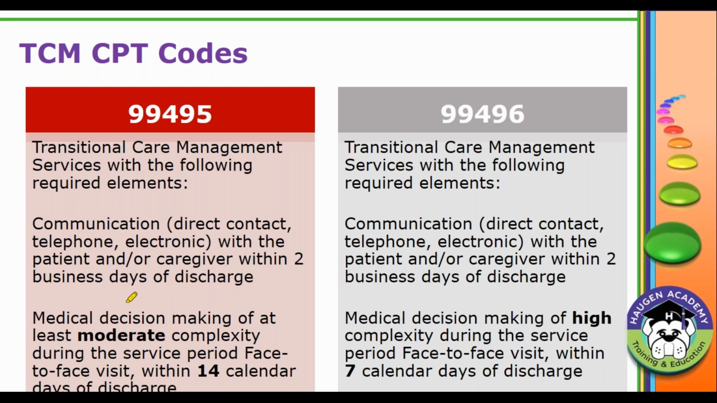And then once we get down to the medical decision making, the 99495 is going to be moderate complexity. The 99496 is going to be high complexity. And then the other difference is the face-to-face visit. So 99495 has to be within 14 calendar days. 99496 is going to be within 7 calendar days. So those are the differences between the 2 services.